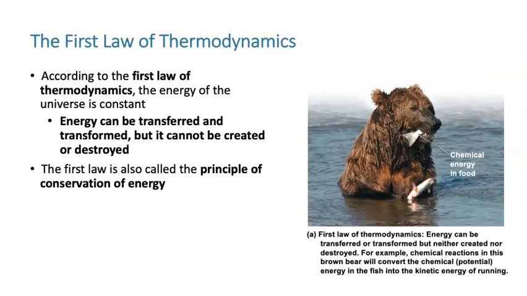Again, there's two laws of thermodynamics. The first law of thermodynamics says that the energy in the universe as a whole, from one edge of the universe to the other edge, is constant. Energy can be transferred and it can be transformed, but it cannot be created or destroyed. Sometimes we call the first law the principle of conservation of energy. We're conserving energy because all the energy that exists in the universe is here right now as we speak.